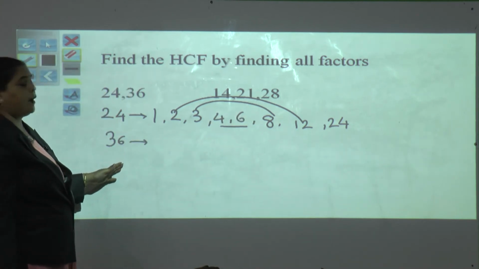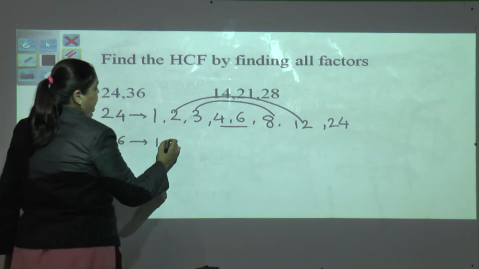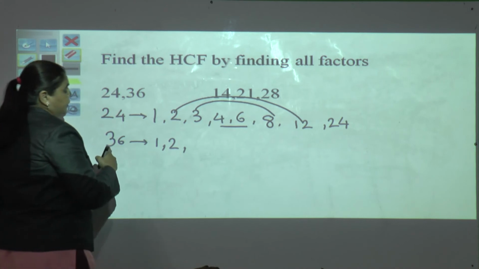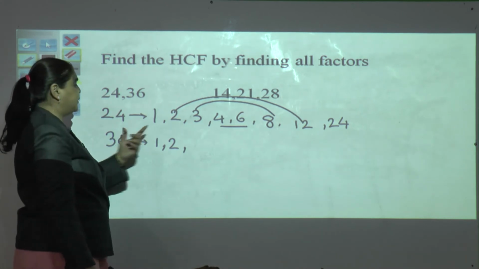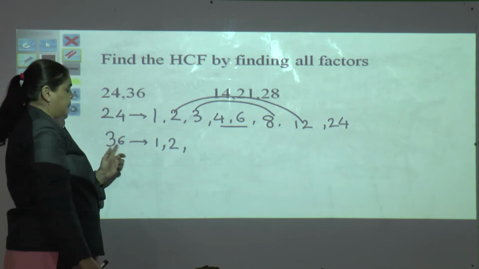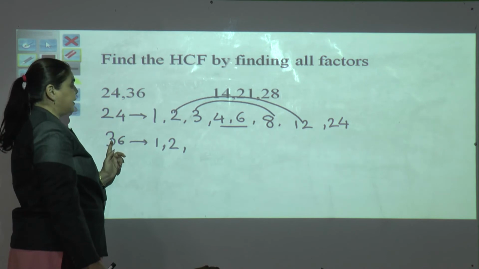Similarly, we will see the factors of 36. 1, then it is an even number, so we can go for 2. Yes, I will give a small trick. When we think about 3, the sum of the digits should be a multiple of 3. So 6 plus 3 is 9.